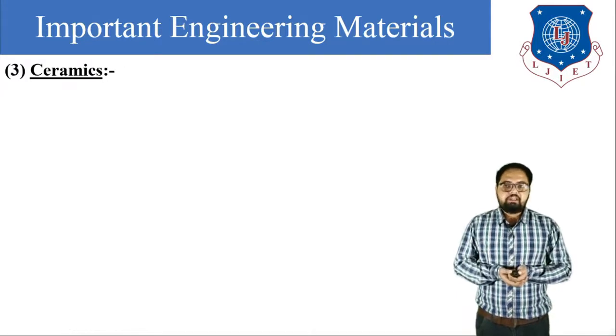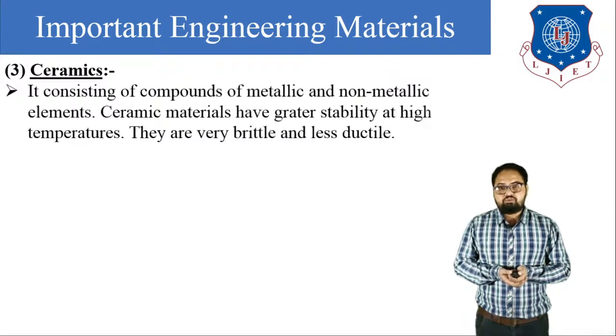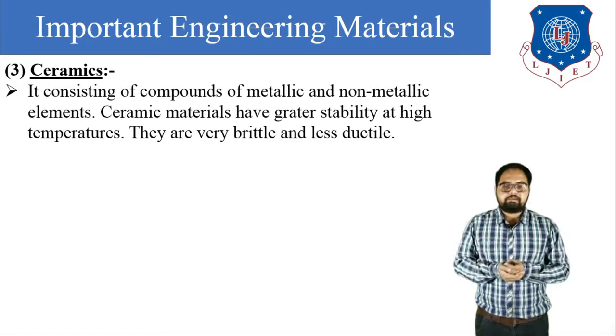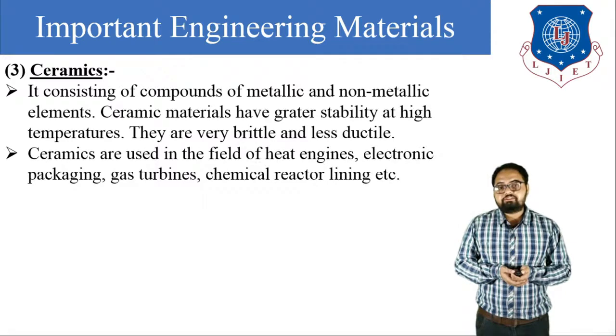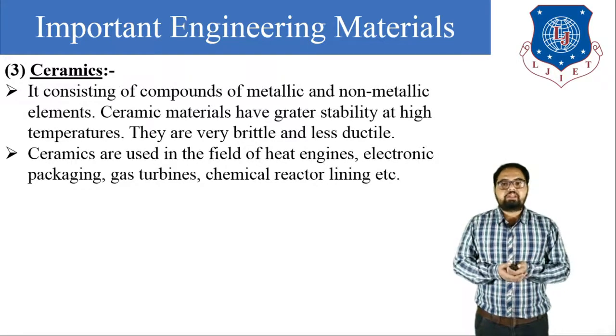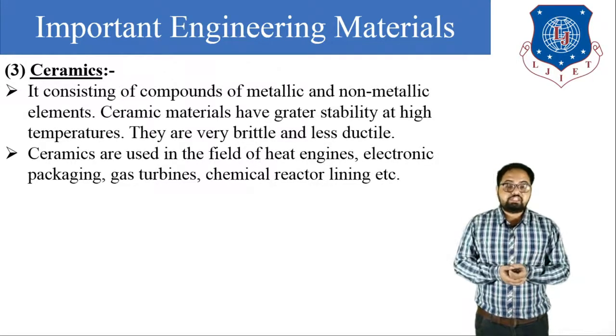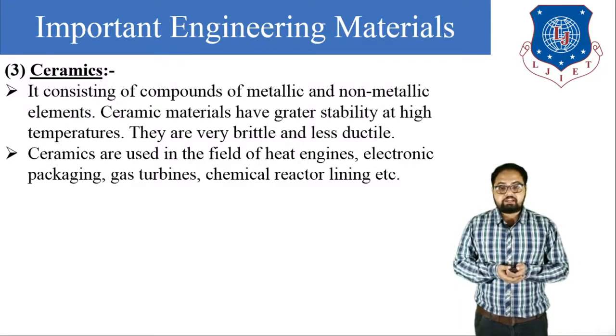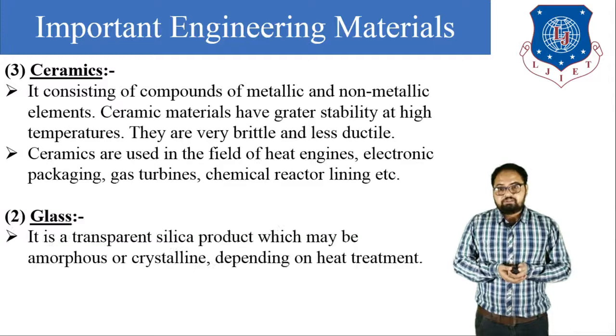The third one is ceramics. We know the word ceramics. It consists of compounds of metallic and non-metallic materials. The ceramic material may have greater stability at high temperature and they are very brittle and less ductile. The ceramic is used in the field of heat engines, electronic packages, gas turbines, chemical reactor linings, etc.